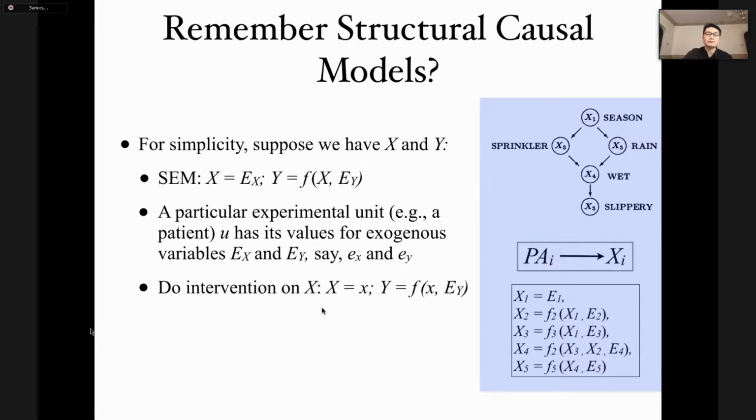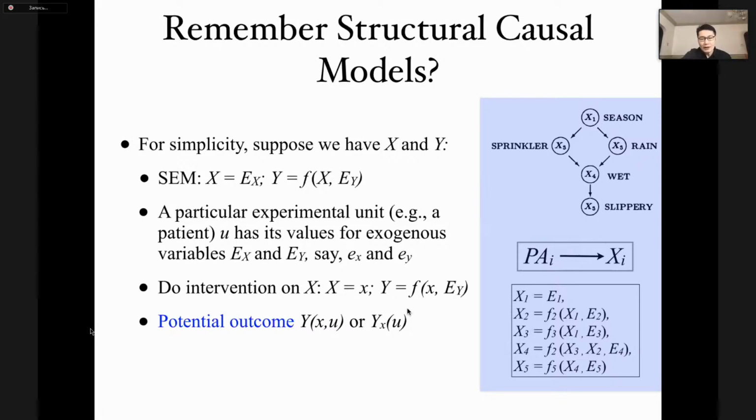Now suppose we do an intervention on X. We just set the value of X to small x. And accordingly, this is the first equation. And also the second equation will become this one because the variable X will become the small value x. Okay, now the potential outcome is this guy. It's the value of Y given by this equation for unit u. If you are given unit u, then you have a specific value for this e_y, right? So this is the definition of potential outcome.